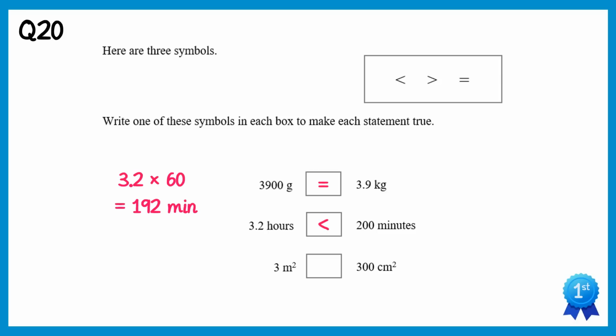For the last question, you need to know that there are 10,000 square centimeters in 1 square meter. It's not 100, because it's not meters to centimeters, but meters squared to centimeters squared. So if we do 3 times 10,000, we find out that 3 square meters is the same as 30,000 square centimeters. Now this is clearly bigger than 300, so we need a greater than sign.